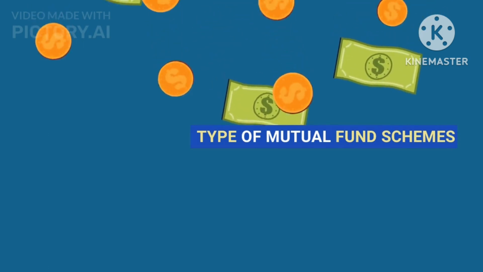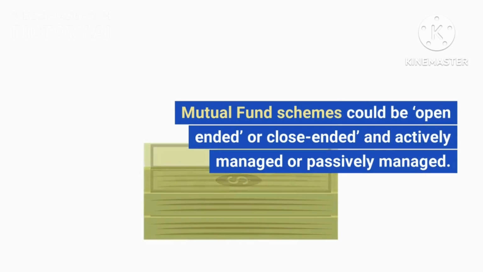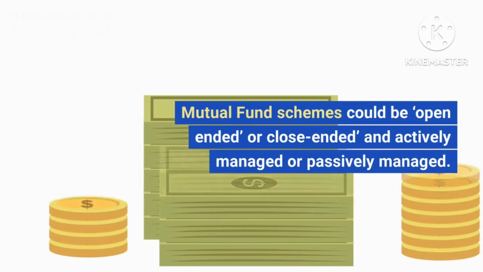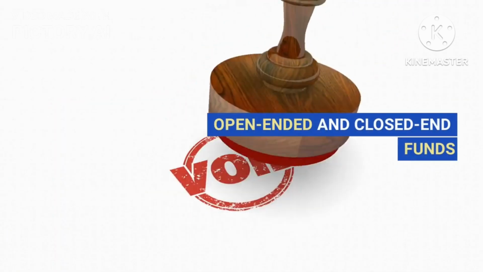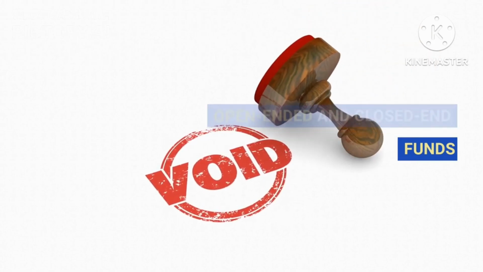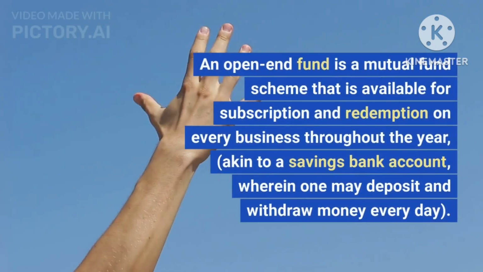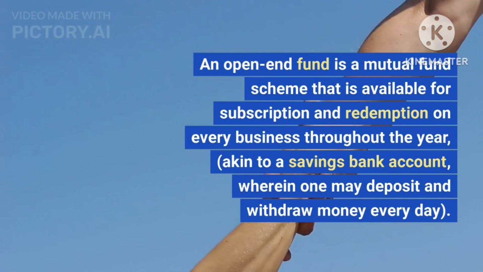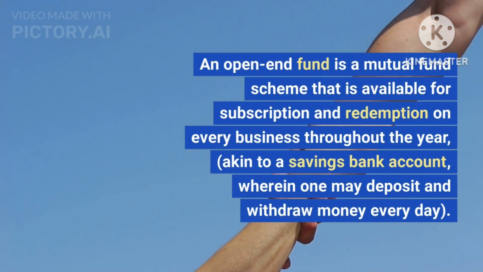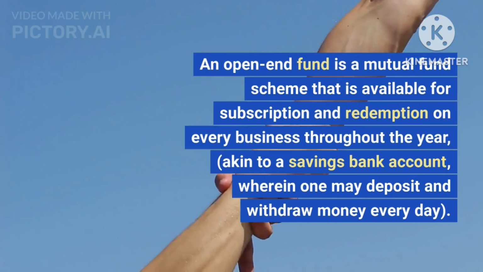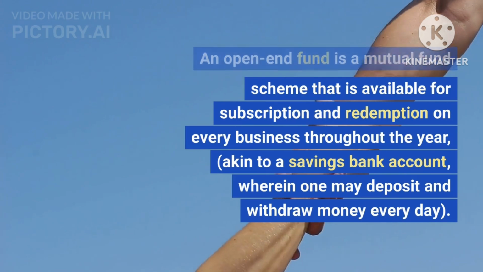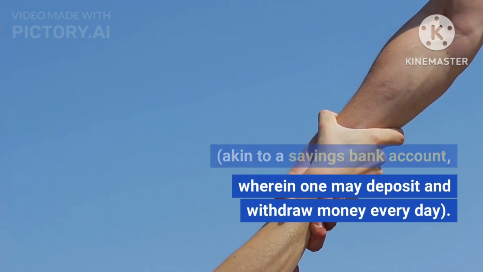Open-ended and closed-end funds. An open-end fund is a mutual fund scheme that is available for subscription and redemption on every business day throughout the year, akin to a savings bank account, wherein one may deposit and withdraw money every day. An open-ended scheme is perpetual and does not have any maturity date. A closed-end fund is open for subscription only during the initial offer period and has a specified tenor and fixed maturity date, akin to a fixed-term deposit.